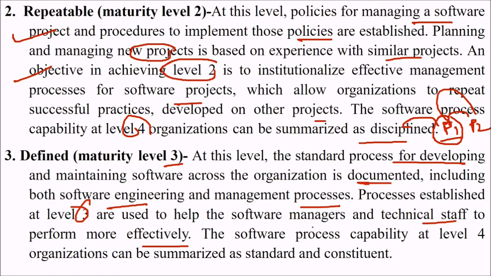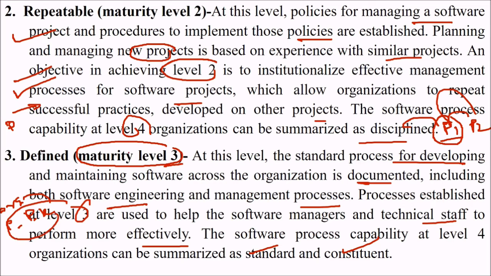perform more effectively. And the software process capability at level 3 organization can be summarized as standard and consistent. But what maturity level 3 means is, whereas these policies and management were limited up to the project level, in the defined level, all these characteristics are at the organization level. So all the projects P1, P2, P3, however many projects we can name, will have a proper policy that they imbibe and follow, and there is organizational documentation and realization, quality control, quality assurance, and quality management systems well established.